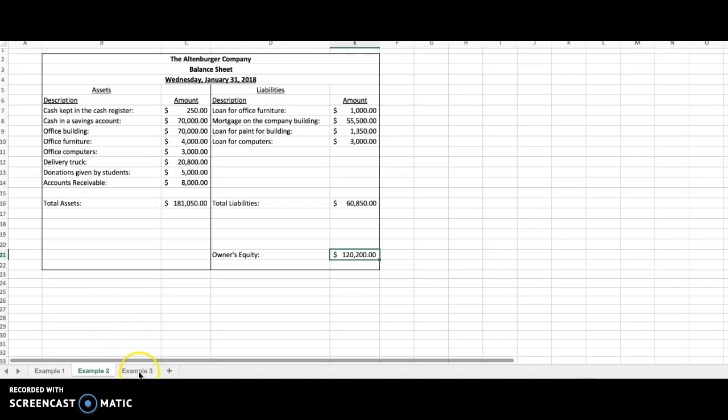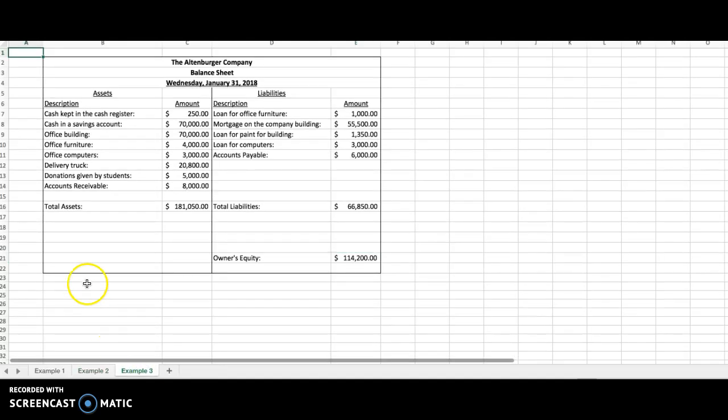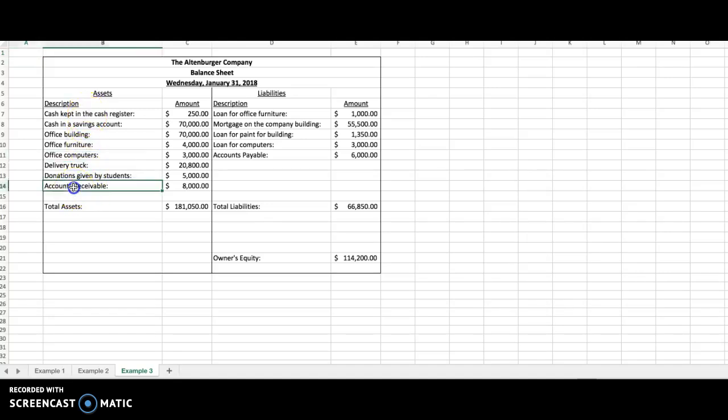Now, let's go to another example. This is the same thing on the left side. Total assets, including accounts receivable, total $181,050. That's the same. But over on the right side, I've added something called accounts payable. You might guess what this means. The opposite of accounts receivable. So we owe money. So we owe somebody $6,000.